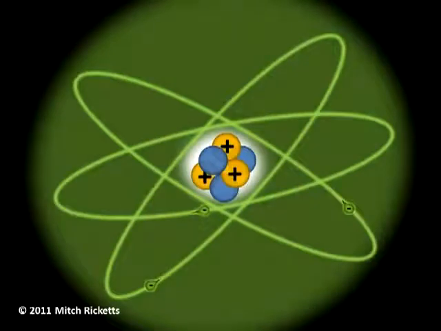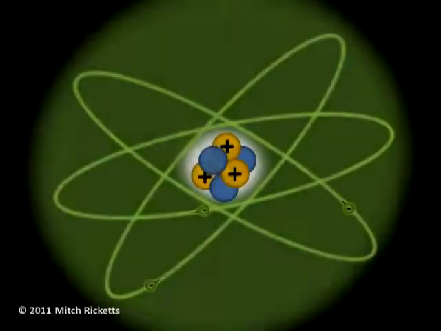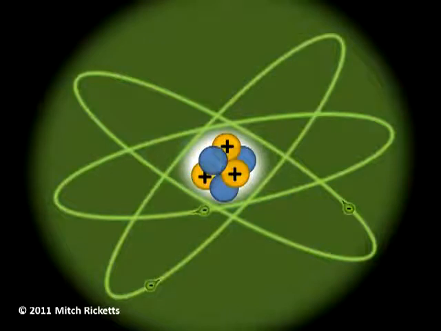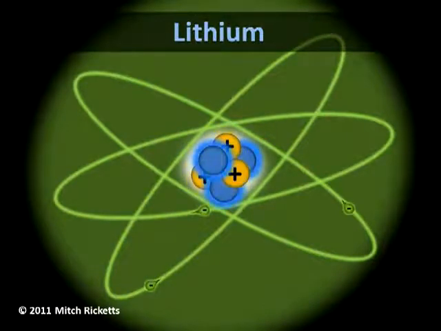Although all atoms of a particular element have the same number of protons, the number of neutrons may vary. The number of neutrons in the nucleus determines the isotope of the element to which an atom belongs. For instance, remember that all atoms of lithium have 3 protons in the nucleus. However, the number of neutrons in lithium atoms may vary.